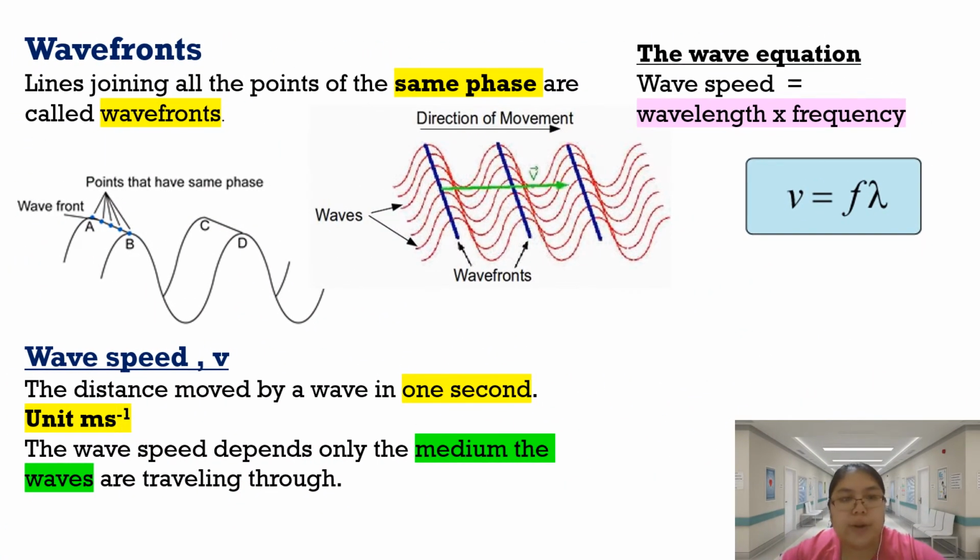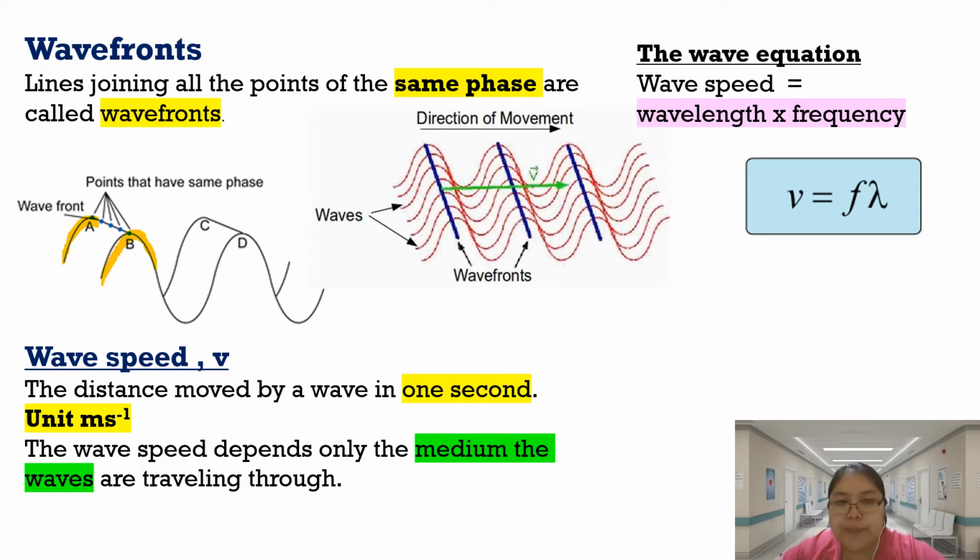Okay, now we go and see another one that's called wavefront. Wavefront means the line joining all the points in the same phase. Can you see this part B? Part B is a crest. Part A also is a crest. So if I join all the points at the same phase, this one we call the wavefront.